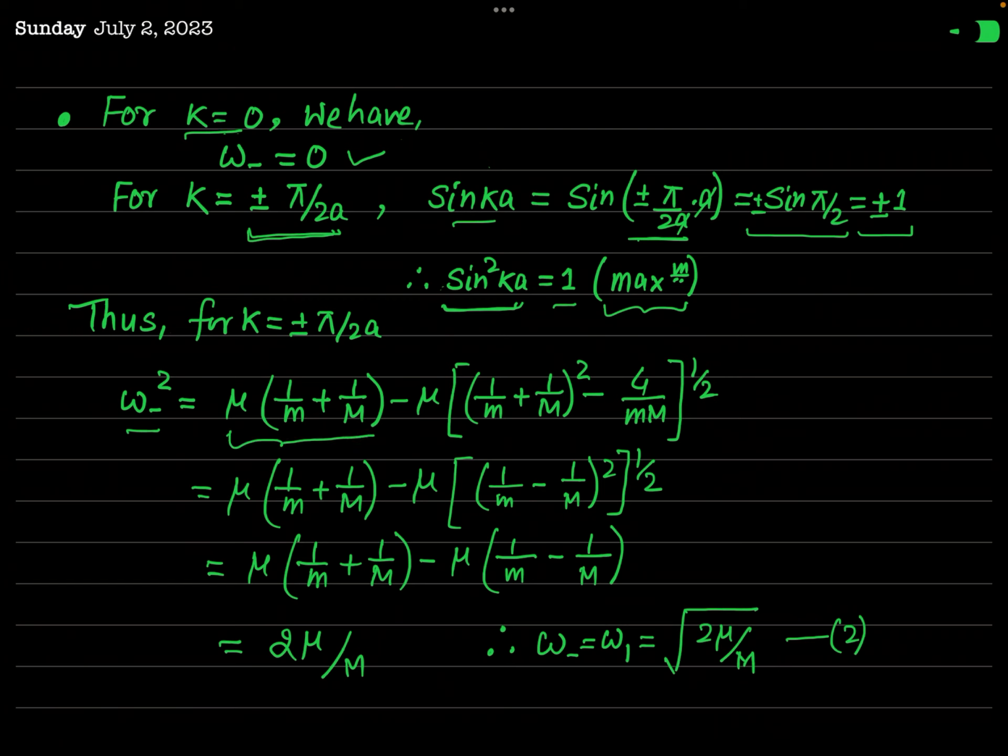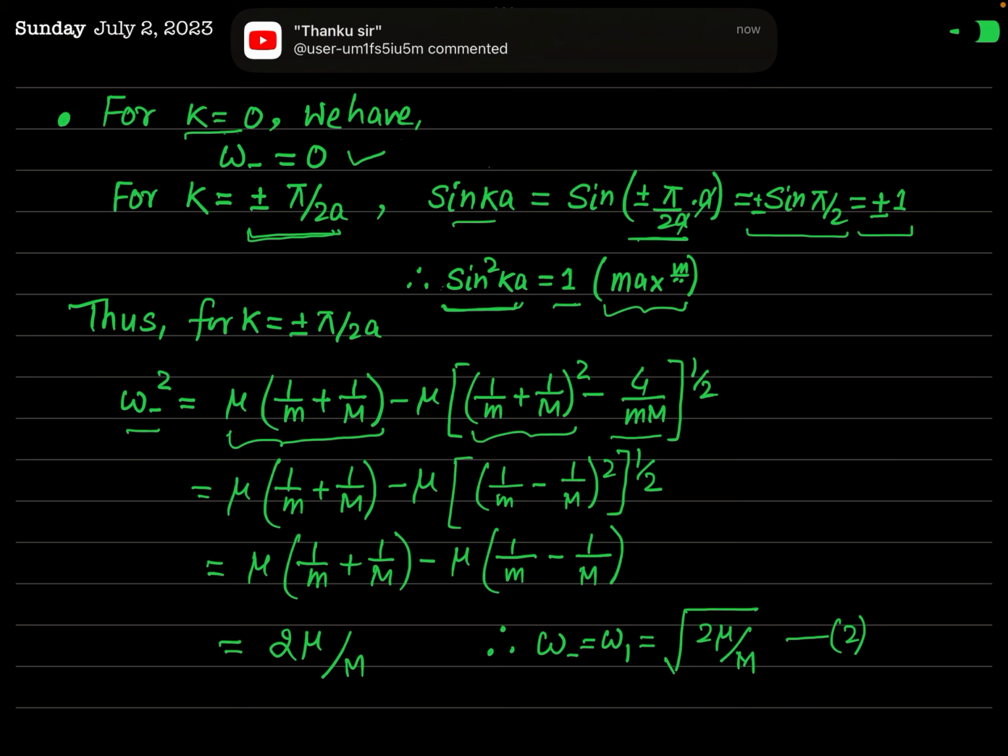The first term was mu times (1 over small m plus 1 over capital M), minus mu times (1 over small m plus 1 over capital M) whole square, and minus 4 sine square ka over m times capital M. But sine square ka is equal to 1, so this last term is minus 4 over small m times capital M. Okay.